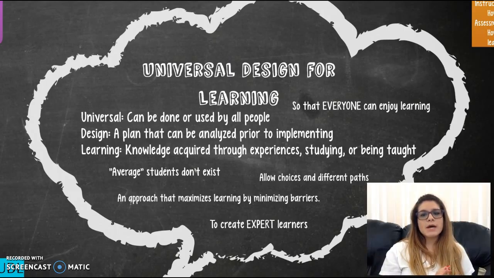So something to keep in mind is average students don't exist. That's all there is to it. Everybody has different ways of learning, and everybody has some sort of weakness or strength when it comes to learning. They actually say that learning styles are as different as a fingerprint. How one person learns is not how another person learns.